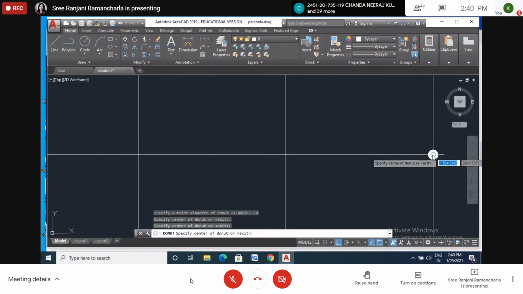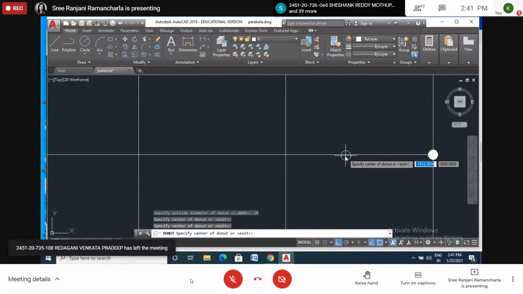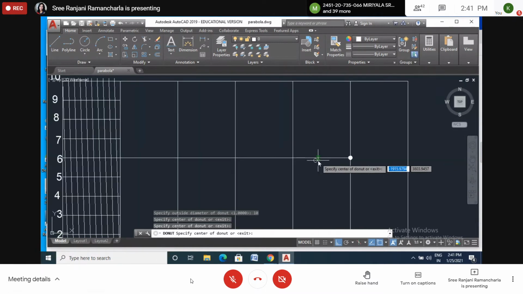For donut it's showing the center point. There are many things: end point, intersection point, center point, and middle point. A square, green box, means it's showing the end of the line. If you move anywhere else, it will not show. When it shows the triangle, it means it's a midpoint of this line.